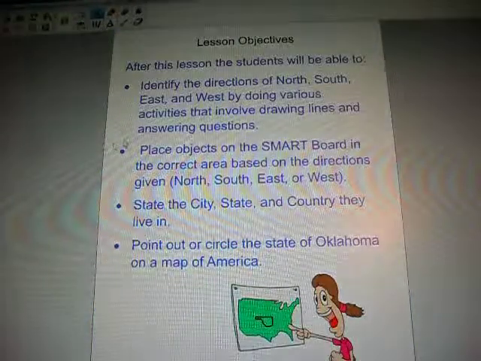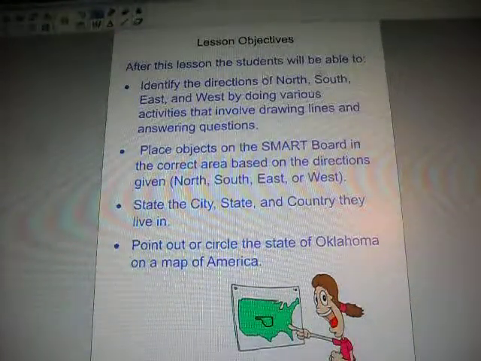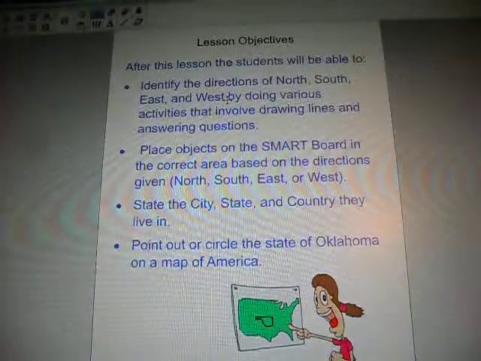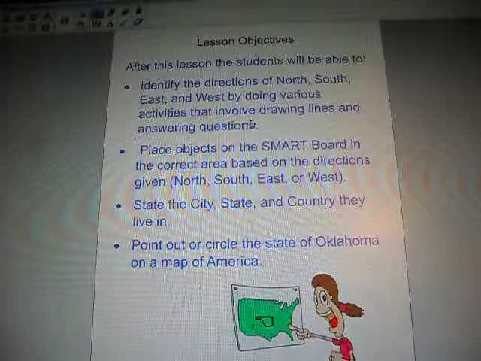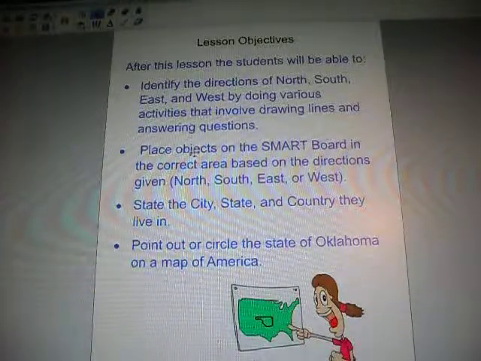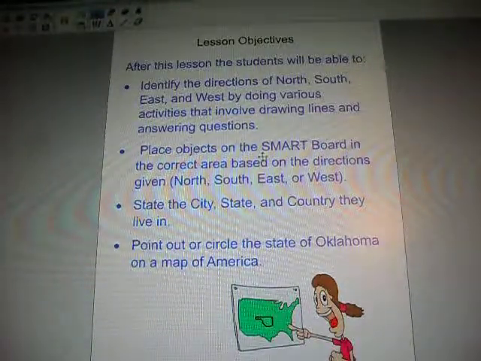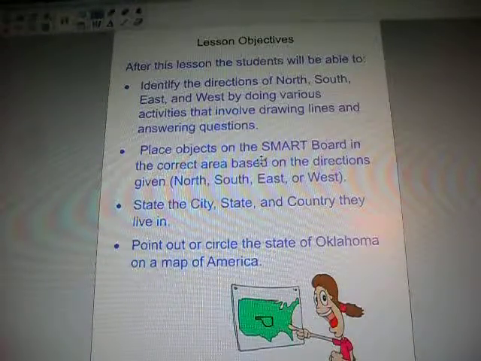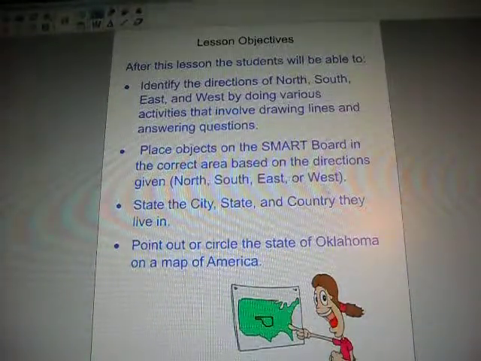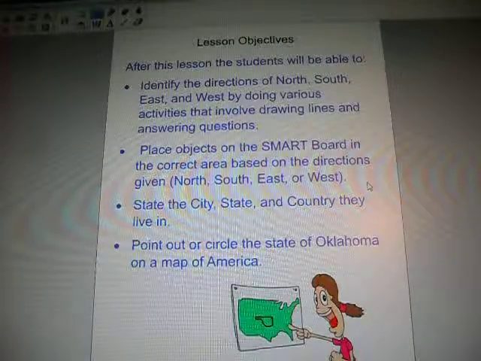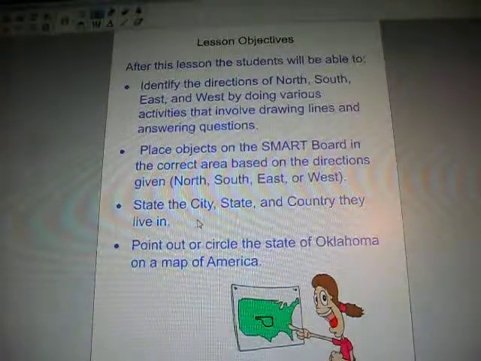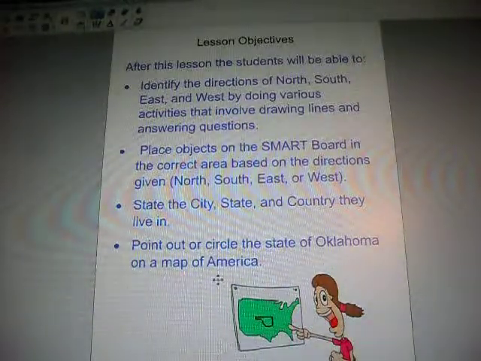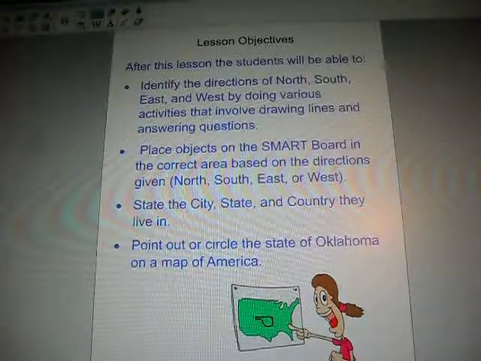The objectives in this lesson: the students will be able to identify directions of north, south, east, and west by doing various activities involving drawing lines and answering questions. After this, they'll be able to place objects on the smartboard in the correct area based on the directions given, either north, south, east, or west. They'll just move them with their fingers to the correct place. They will be able to state the city, state, and country that they live in, and they will also be able to point out or circle the state of Oklahoma on a map of America.